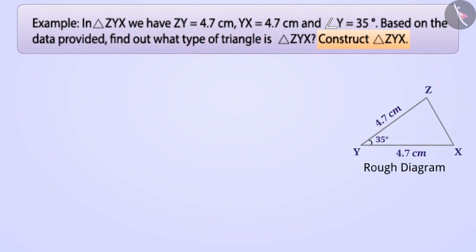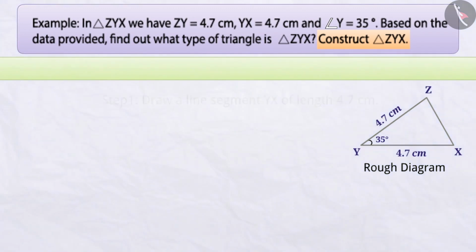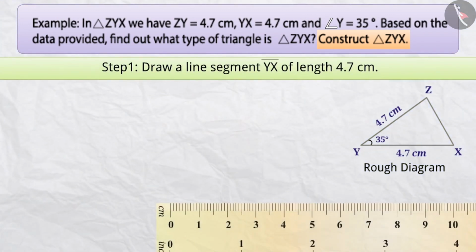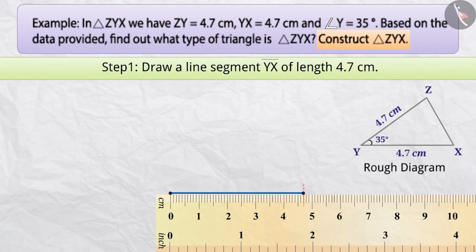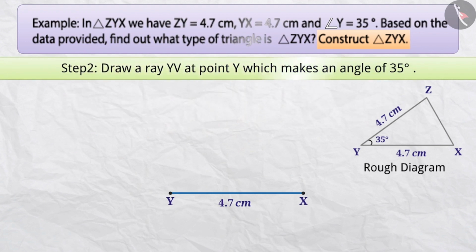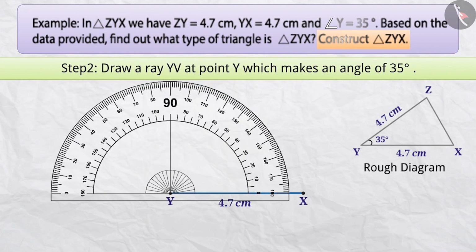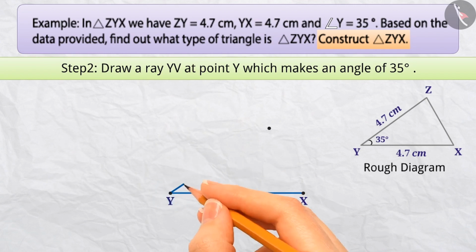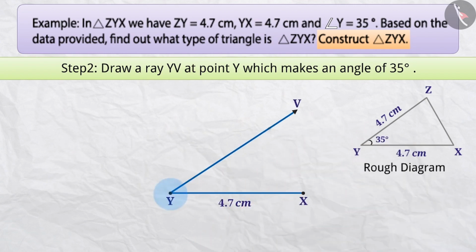Now let's construct triangle ZYX. Step 1. First, with the help of a ruler, draw a line segment YX of length 4.7 cm. Step 2. With the help of a protractor, draw an angle of 35 degrees at point Y with line YX. In other words, we will draw a ray YV at point Y which makes an angle of 35 degrees with the line YX. The point Z must be somewhere on this ray YV.